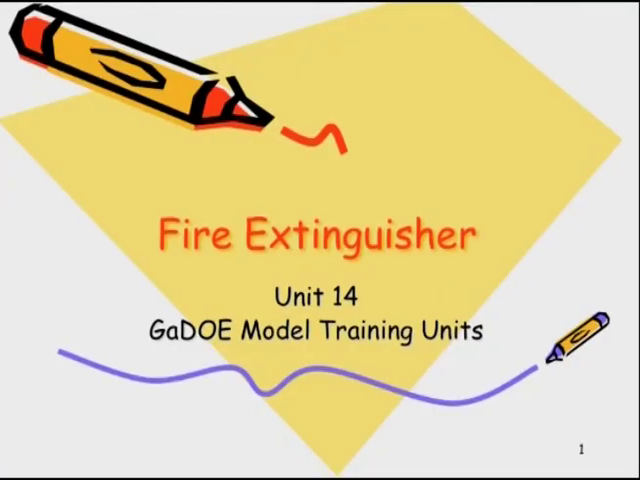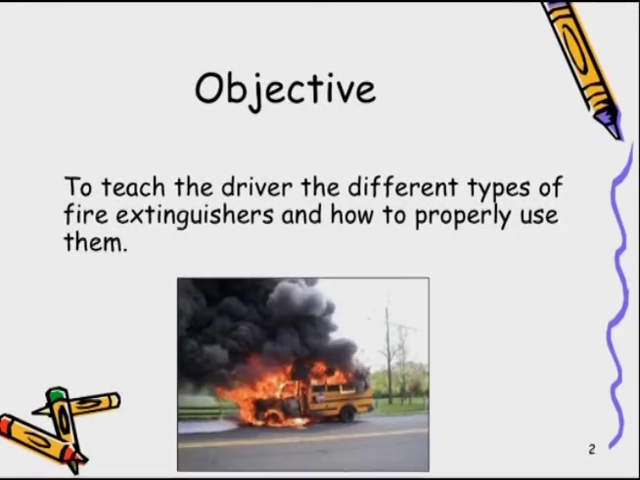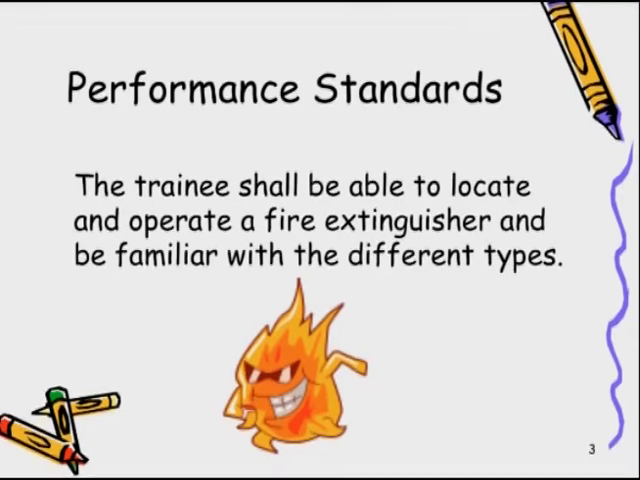Welcome to Unit 14 of the Georgia Department of Education mandating training units for school bus drivers. In this unit, we will cover the proper operation of a fire extinguisher. Our objective today is to improve your knowledge concerning the different types of fire extinguishers and how to properly use them. As the performance standard, the trainee shall be able to locate and operate a fire extinguisher and be familiar with the different types.